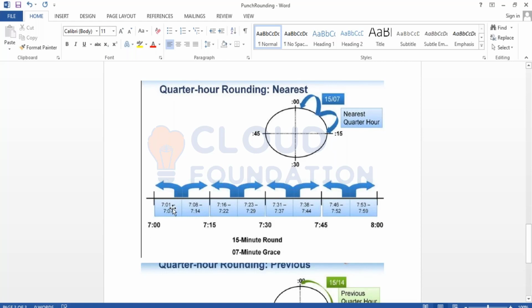But if you punch anywhere between 7:1 to 7:7, the punch is going to go forward. Anywhere between 7:8 to 7:14, the punch is going to go back. Similarly, 16 to 22, the punch is going to go back, and 23 to 29 is going to go forward. For 31 to 37, it goes back, and 38 to 44, it goes front in this quadrant, and in the last one, from 46 to 52, it goes back, and 53 to 59, it goes front.